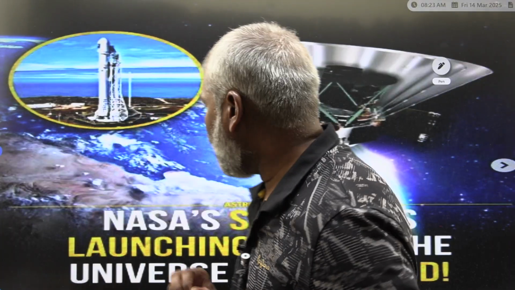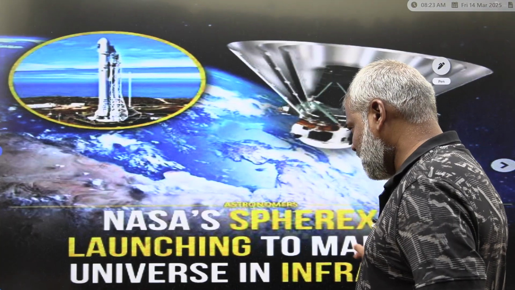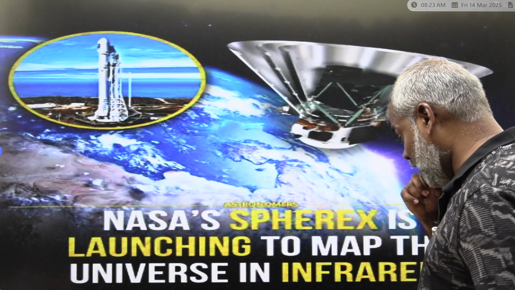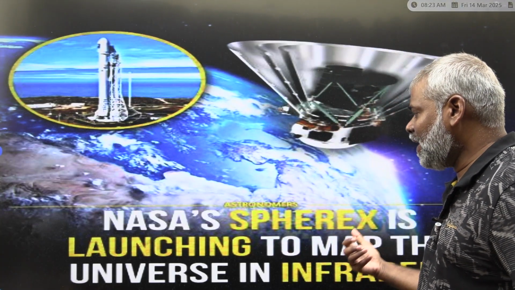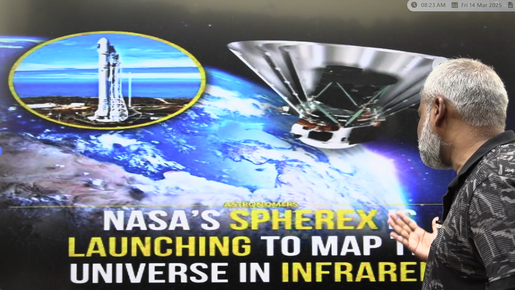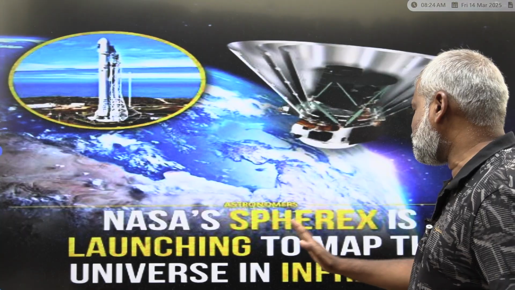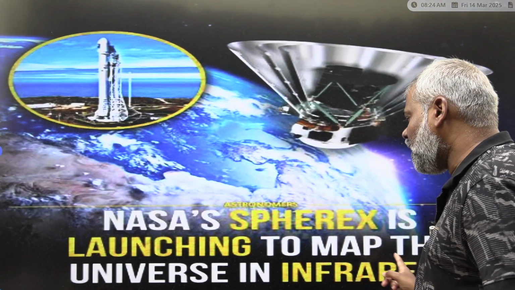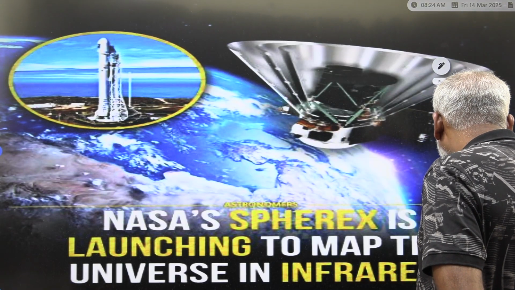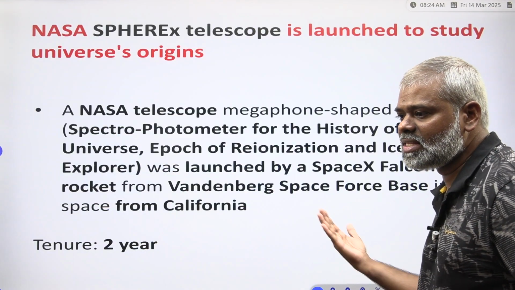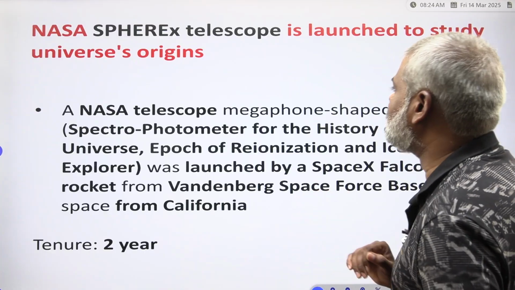In this video, we are going to discuss one more important science and technology topic, that is from NASA. SPHEREx is launching to map the universe in infrared. To map the entire universe, we have to use a telescope. That telescope is the NASA SPHEREx telescope, right? This is a more advanced telescope. NASA SPHEREx is launching to map the universe in infrared. So what information is there in this SPHEREx, we have to see in this video.